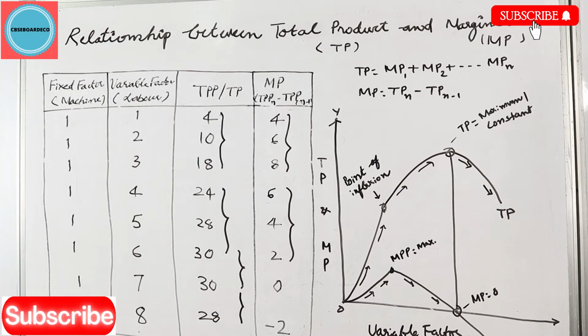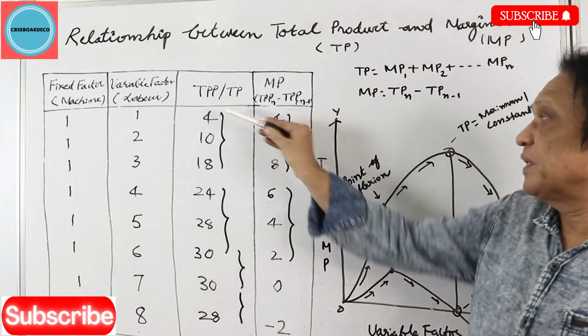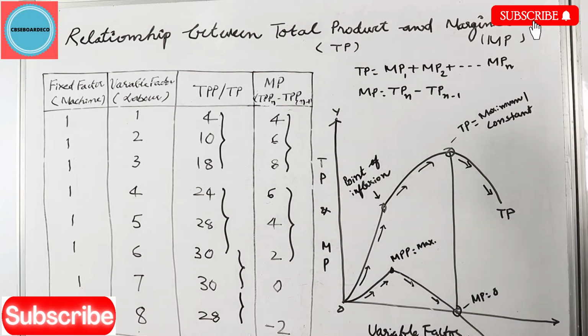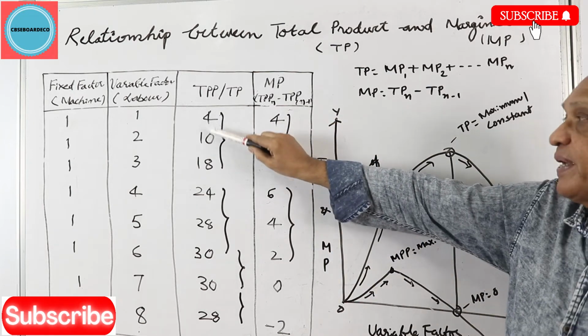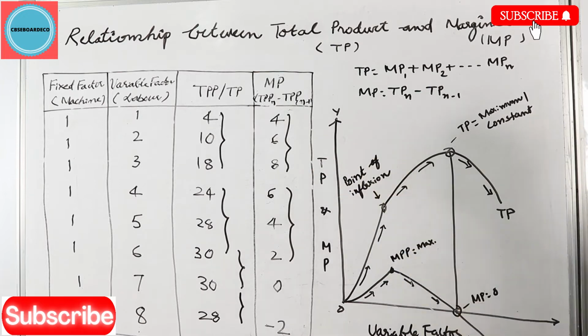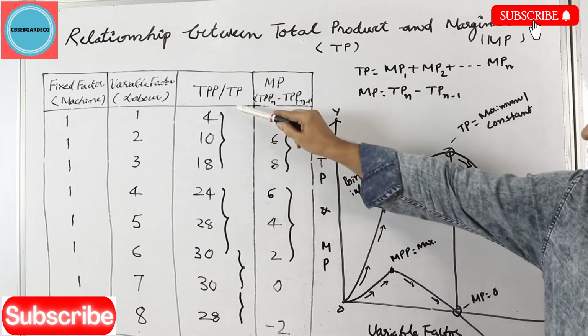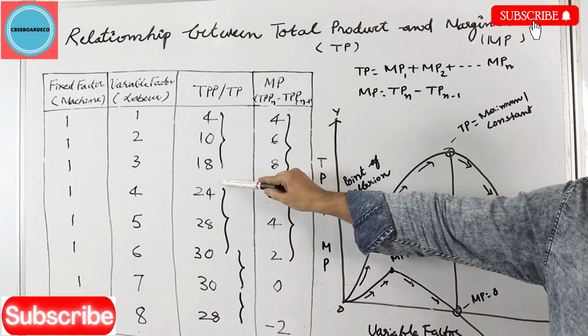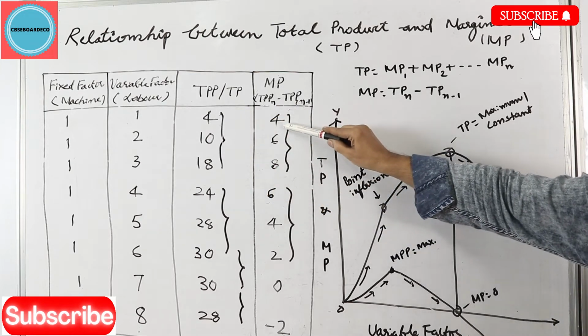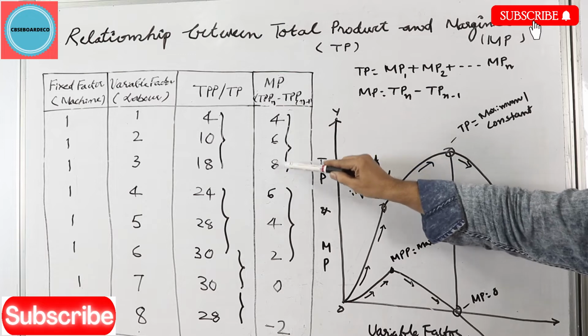That means TPP is increasing at an increasing rate: 4, 10, 18. So we can get MPP from this. The first laborer gave you 4, so obviously the MPP will be 4. The second laborer, 2 laborers gave you 10, 10 minus 4, this is 6. 3 laborers gave you 18, 18 minus 10, 8. You can see when TPP is increasing at an increasing rate, MPP is also increasing: 4, 6, 8.